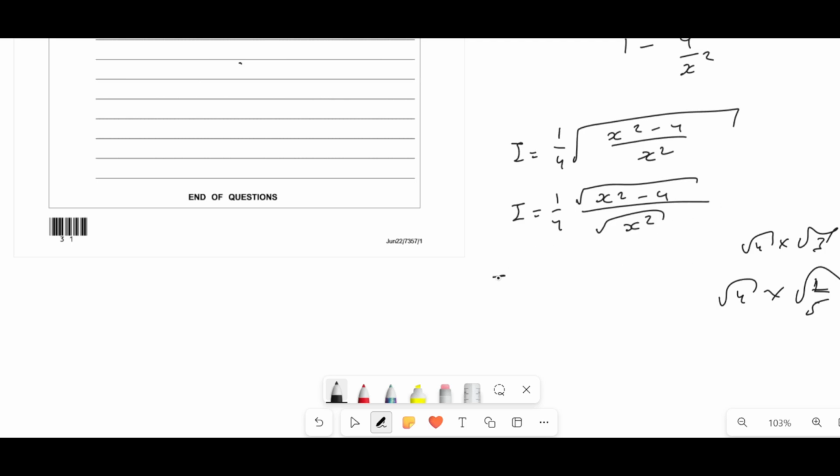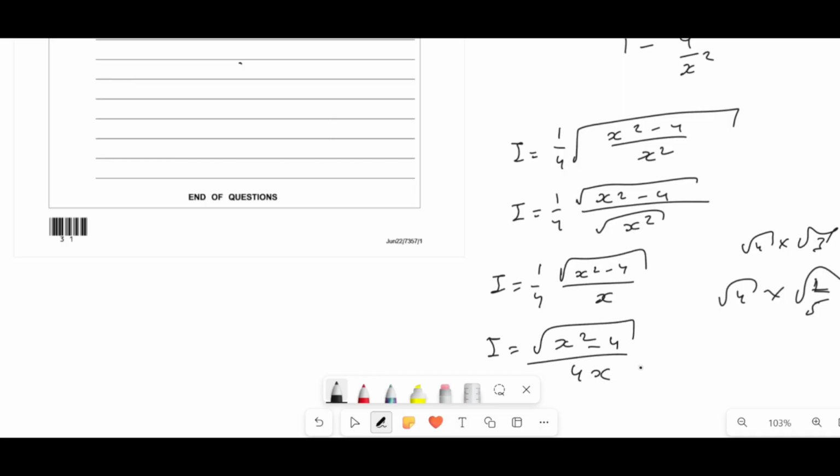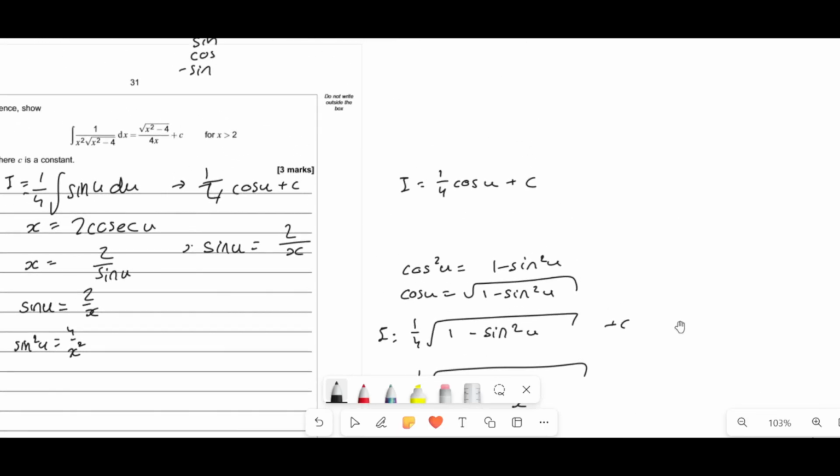So in this circumstance, now we have the integral equals a quarter times the square root of x squared minus 4 over x, and then you can see the integral becomes the square root of x squared minus 4 over 4x, like so. And there you go. That's that done and dusted.